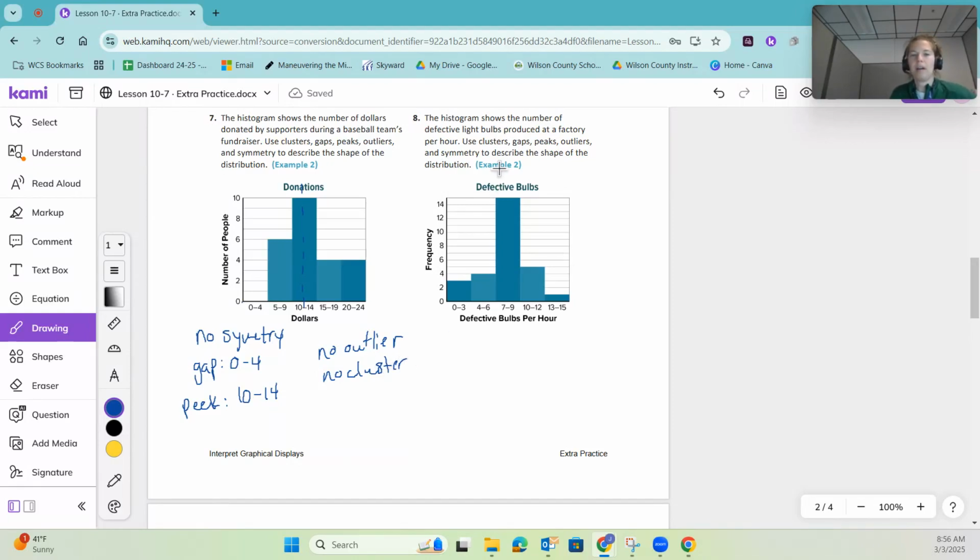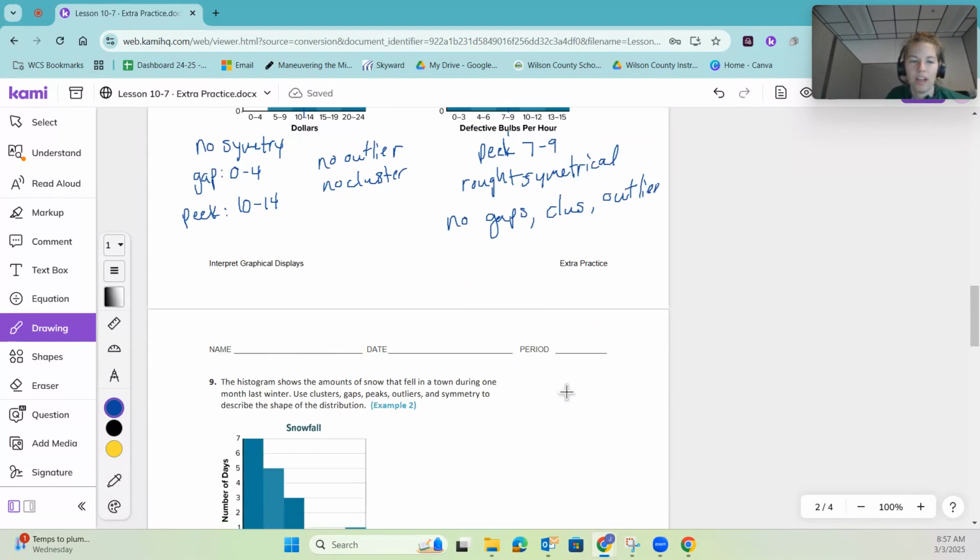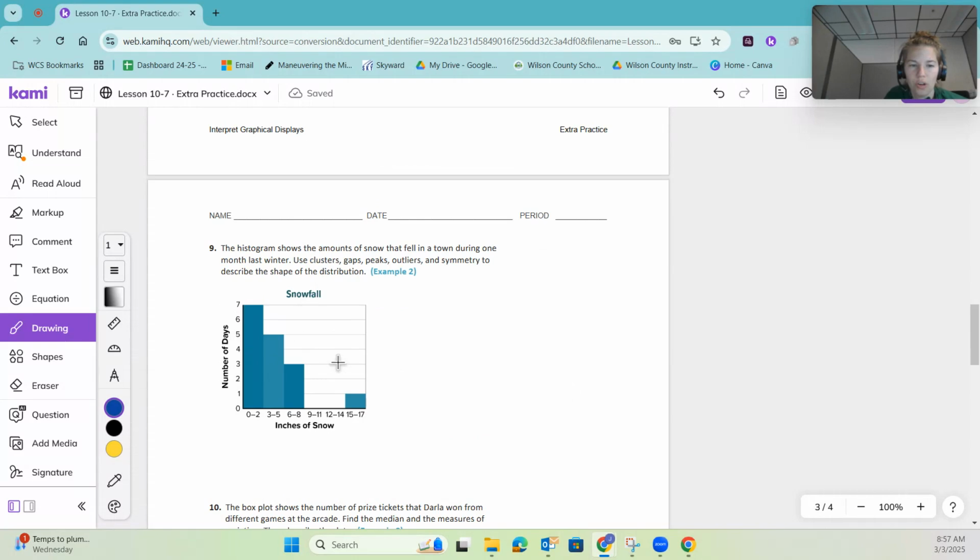Now, number 8, if we look at this one and we draw a line kind of down the middle here, these are relatively symmetrical on both sides. You can see that the ones right next to this peak here at 7 to 9 are the next highest, and then it gets lower from there on both sides. So they are roughly symmetrical. There is no outlier here, no clusters, and there are no gaps. You can try number 9 on your own, like that one.